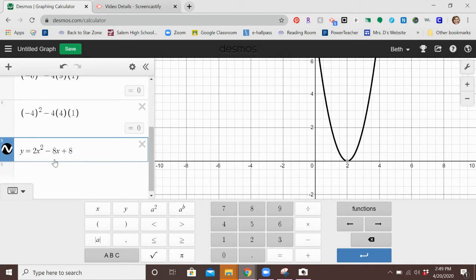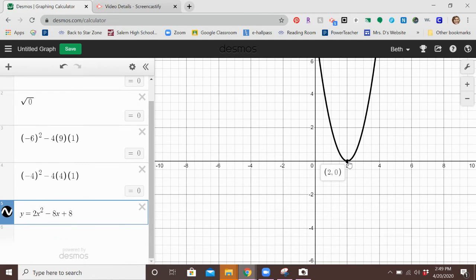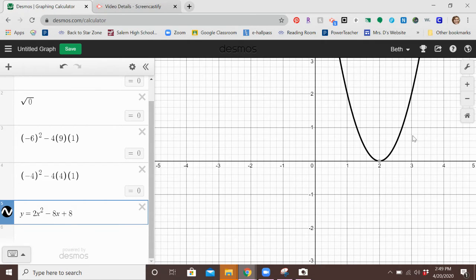And I'm putting in our standard form. So 2x squared minus 8x plus 8. And look right there. The function only hits the x-axis in one place. It bounces right off the x-axis at 2. So only one solution. Okay?